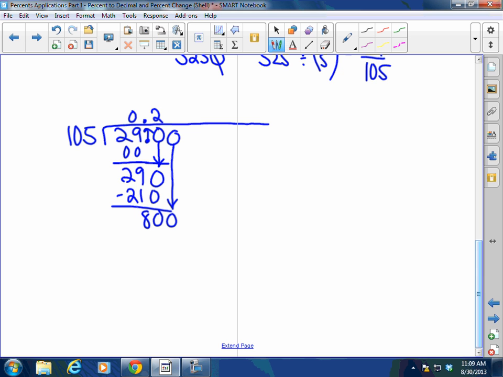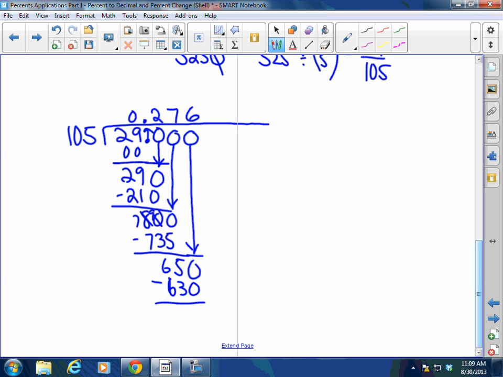105 goes into 800 7 times, which is 735. Okay, and that's going to be a 5. Borrow there, that's 6. Borrow, so that's 65. Drop a 0. And 105 goes into 650 6 times. And remember, all I said was for you to go to the thousandths place, which is 3 decimal places. So you're done right here. So you have 0.276. Round these to the hundredths place.